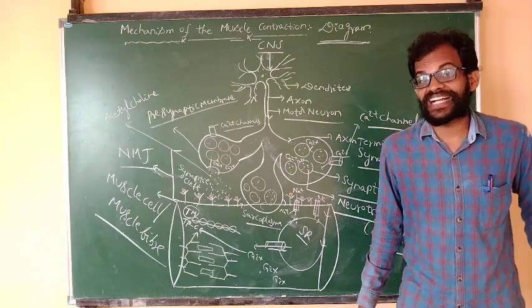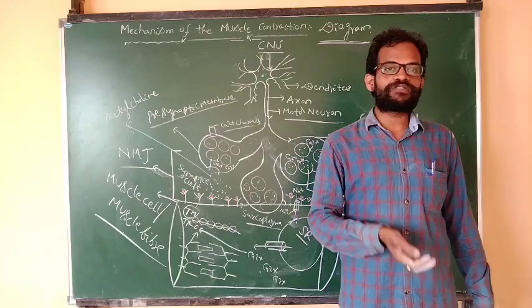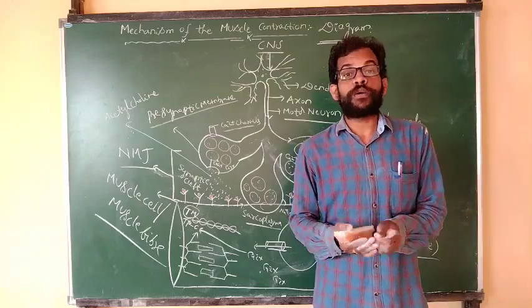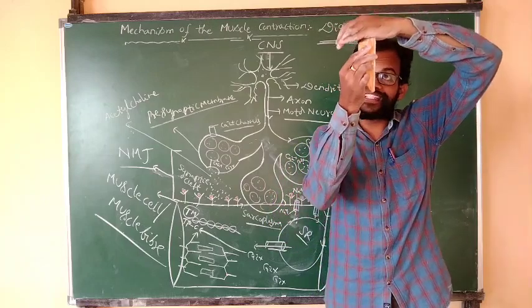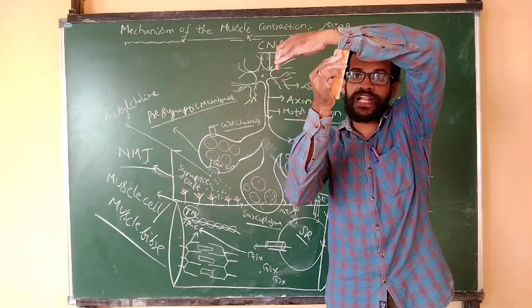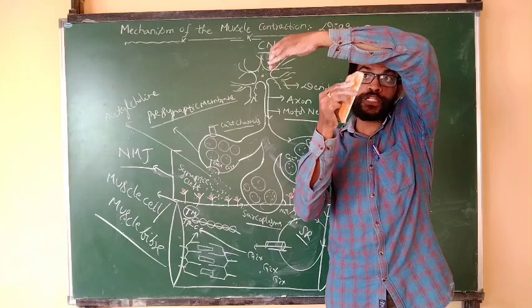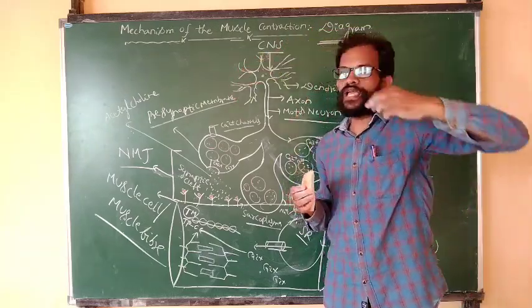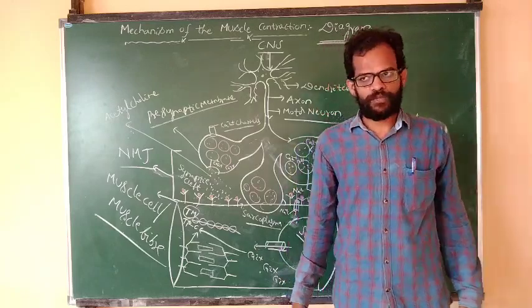Whenever the active site of the actin is exposed, actin and myosin bind. This interaction between the actin and myosin is nothing but cross-bridge formation. The myosin head is attached to the actin filament. Again they move forward, and again the myosin head binds with the actin filament. This continues, with more overlapping of the actin and myosin.